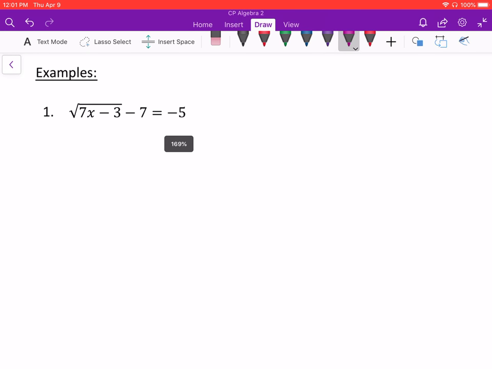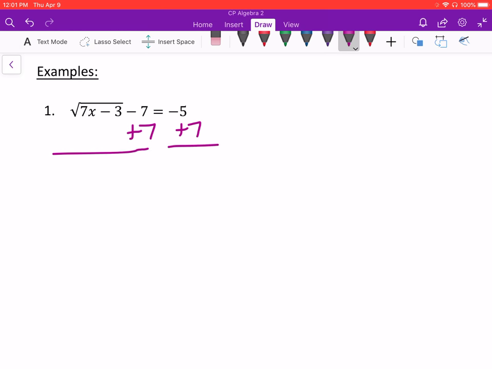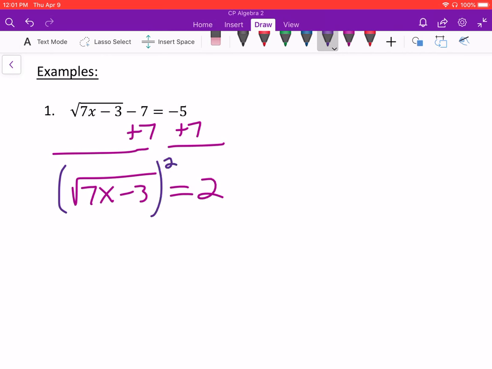So start out with our first example. We need to first try to get our square root sign by itself. So I'm going to add 7 on each side of my equation, and I'm left with the square root of 7x minus 3 equals positive 2. So now that I got my square root by itself, I'm going to square each side of that equation, and that will leave me with 7x minus 3 equals 4.